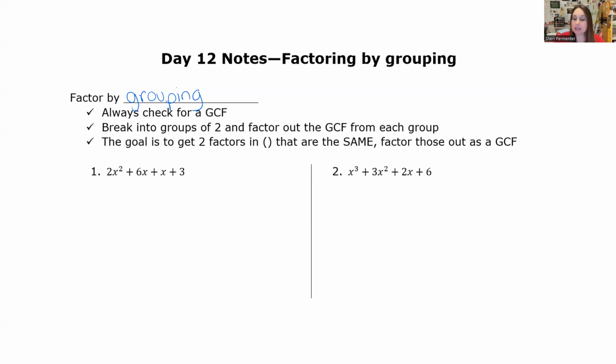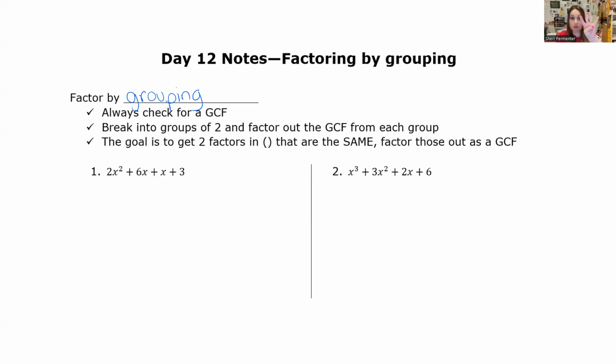So the first step, as the name implies, it is factor by grouping. So you have to factor out the GCF from each group. So we're going to make groups and we're going to factor out a greatest common factor. And so let me show you what I mean. I'm going to make little groups.